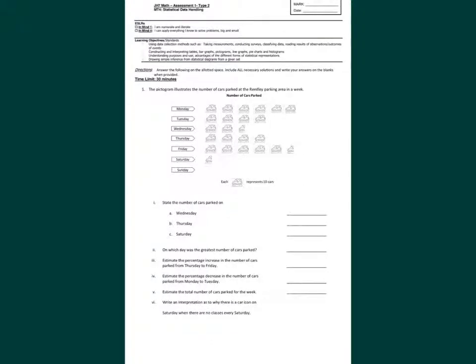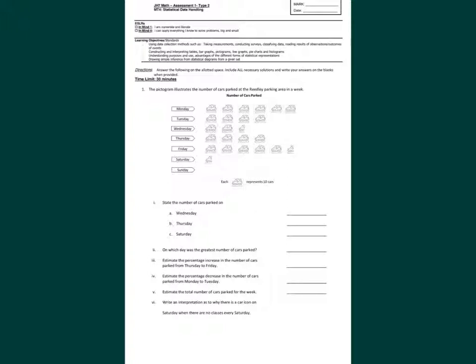Okay, so in this video I'm going to explain the solution to assessment 1 on statistical data handling. As we can see, we have the pictogram that illustrates the number of cars parked at the Ridley parking area in a week. The first question is, state the number of cars parked on Wednesday.